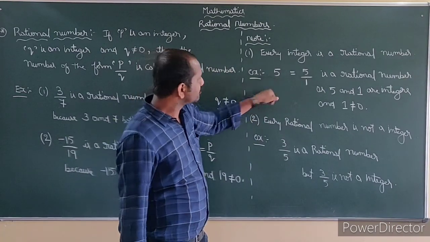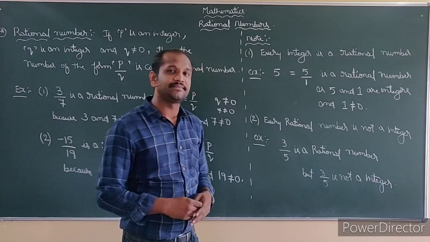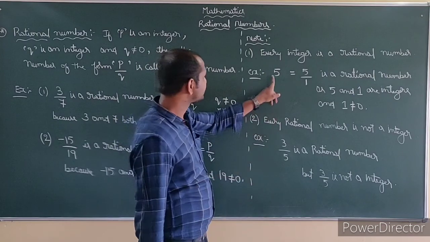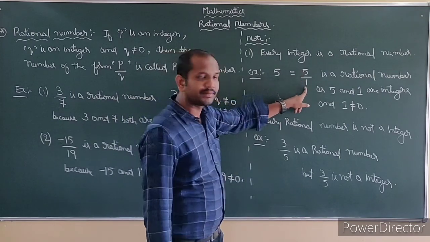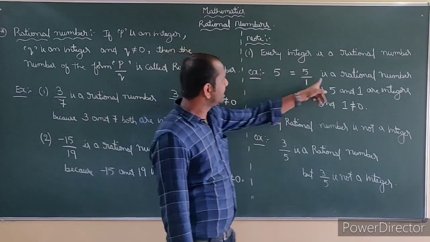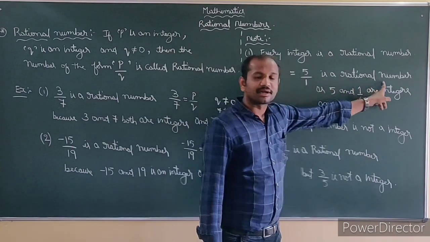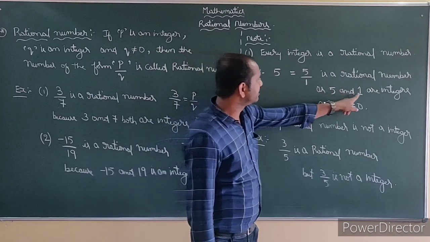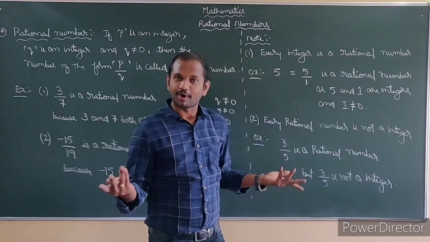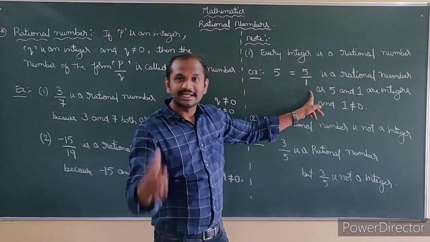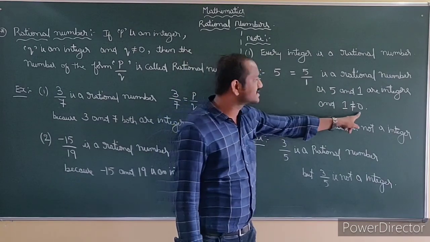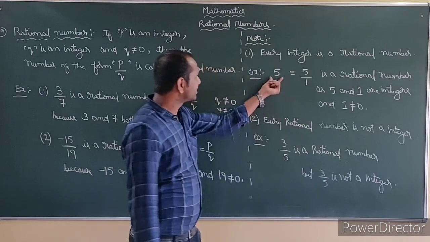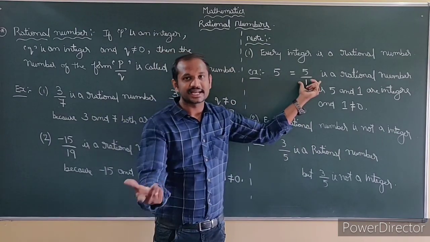If there is no number in the denominator, what does it mean? It means that there is 1. You know this right from your 5th standard. See, 5 can be written as 5 by 1, is it not? Where 5 by 1 is a rational number. How can you tell that 5 by 1 is a rational number? Because 5 and 1 are integers, where 1 does not equal 0. Therefore, whatever integer they have given is a rational number.